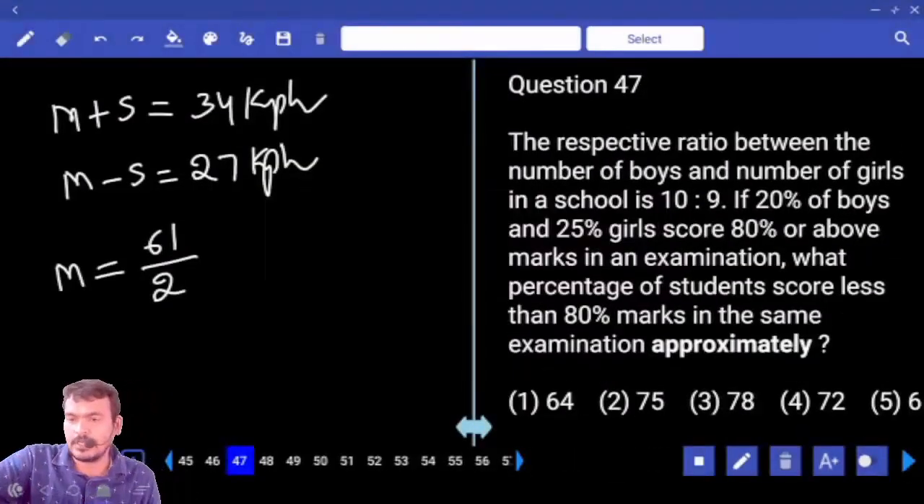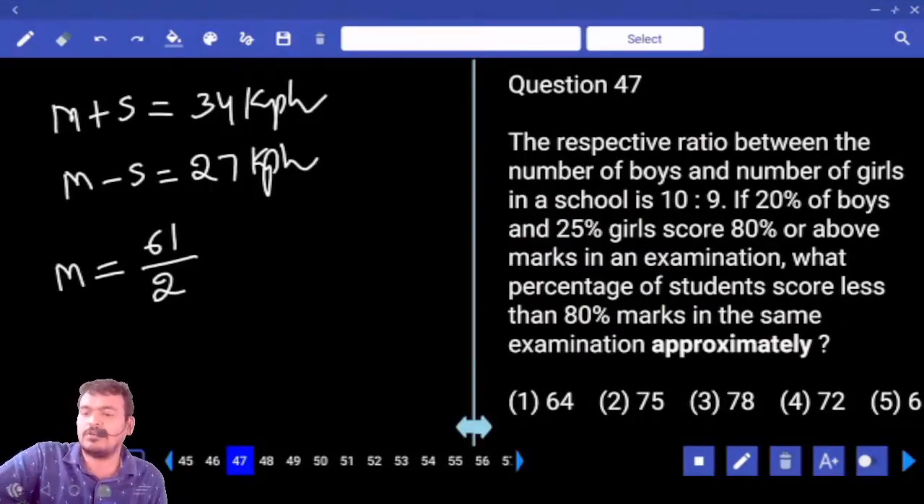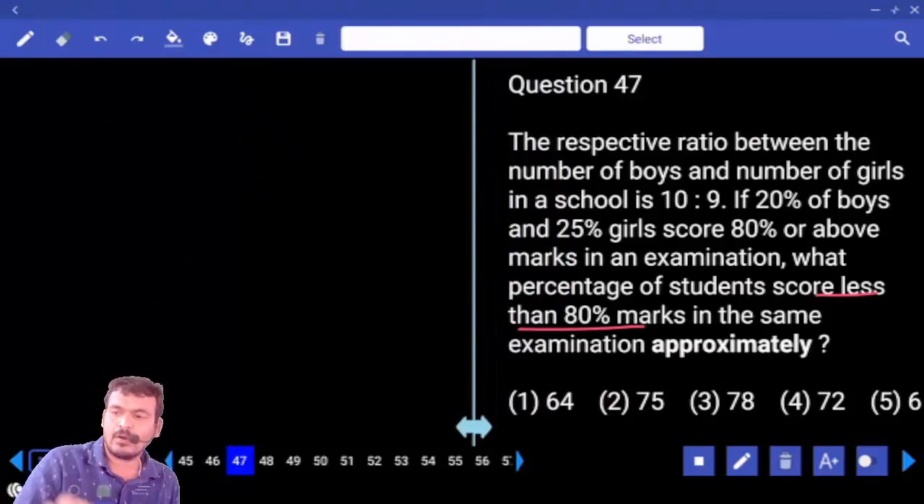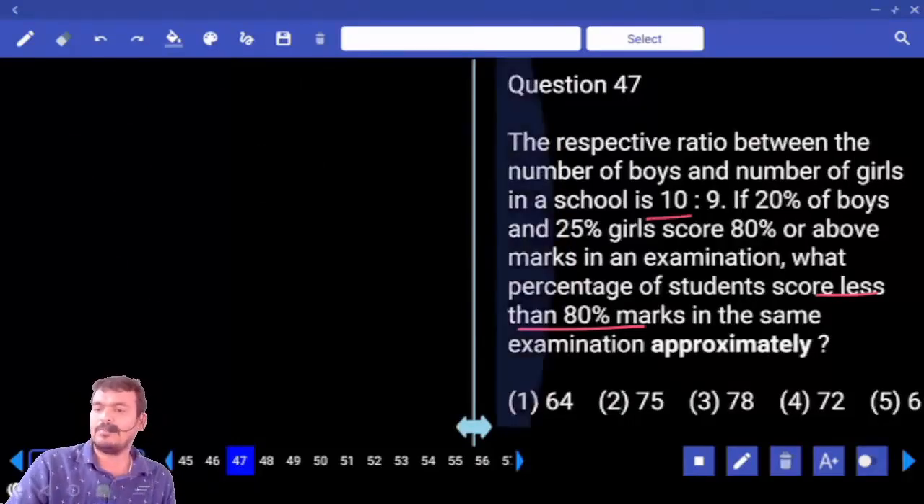Next question number 47. The respective ratio of the number of boys and number of girls in a school is how much? 10:9. If 20% of the boys and 25% of the girls score 80% or above marks in an examination, what percentage of the students score less than 80% of the marks in the same examination? We required which one? Less than 80% or more than 80%? Less than 80%.